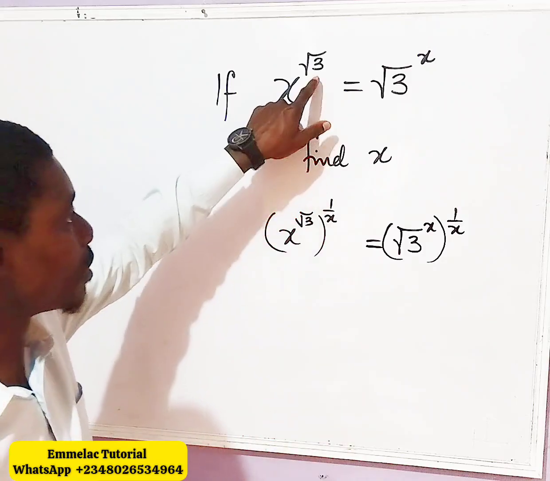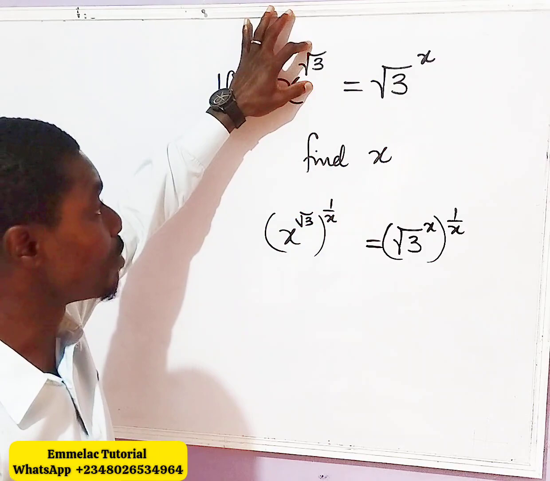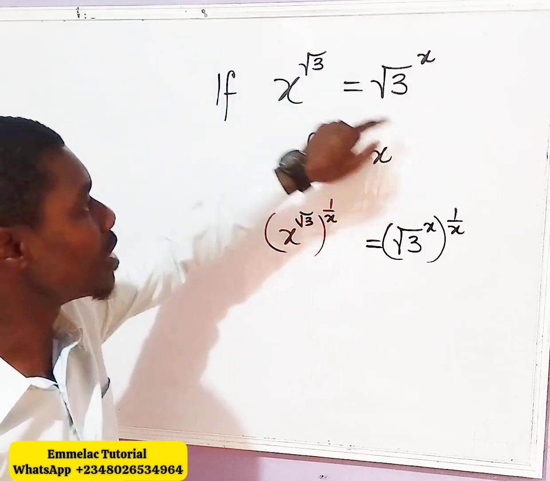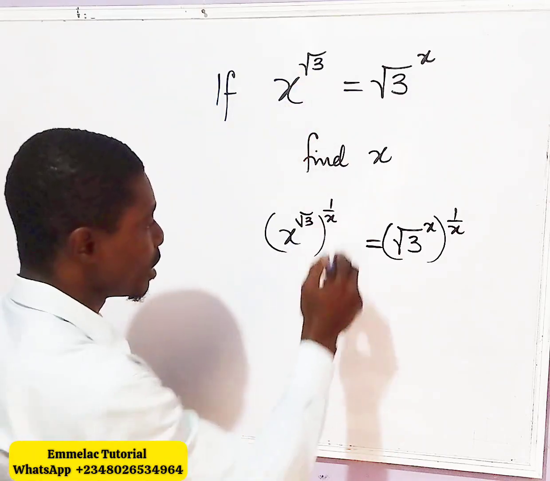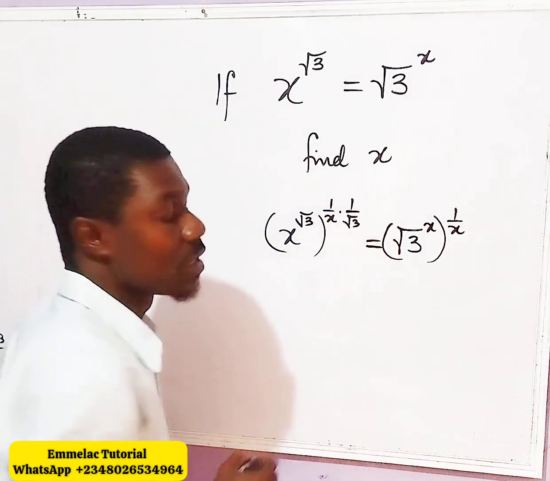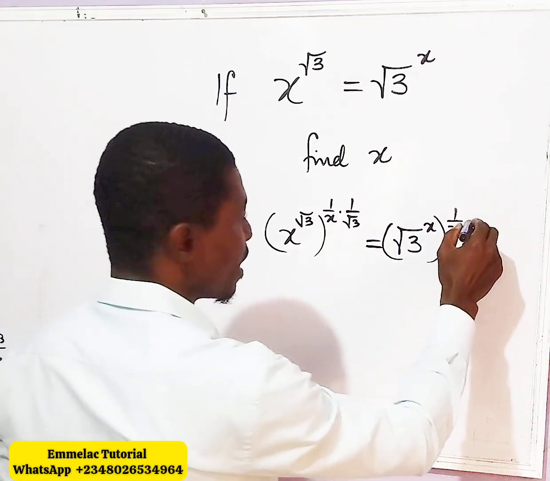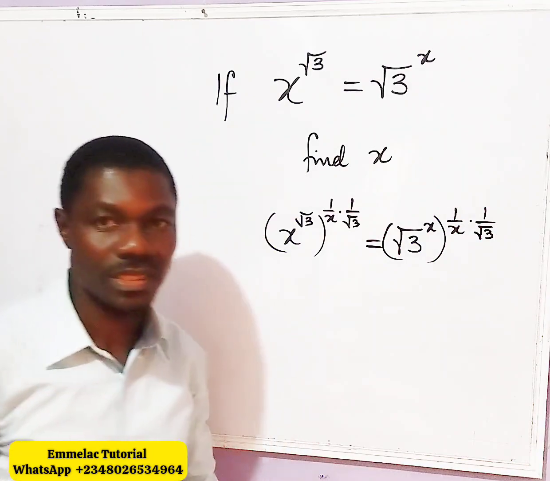So how do you bring this also to this point? Now the same principle or rule, let's raise both sides to the reciprocal of the square root of 3. So in this case now, times 1 all over the reciprocal of this square root of 3, and here 1 all over the reciprocal of the square root of 3.